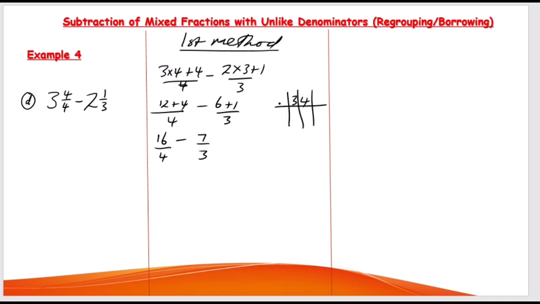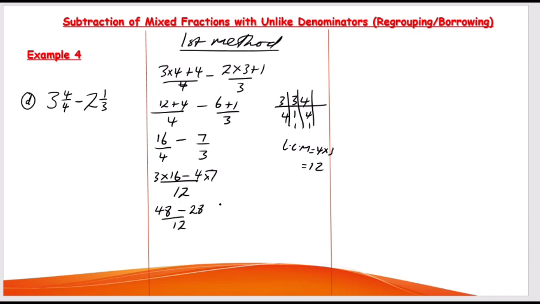Now, our LCM using the repeated division method, this will be 1, 3 in 3 is 1, 4 in 4 is 1. So my LCM is going to be 4 times 3, and that will give me 12. So 12 is my LCM here. So I'm going to divide the LCM by the denominators given here. 4 can go in 12 how many times? 3. 3 times 16. Minus 3 can go in 12 how many times? 4. 4 times 7.